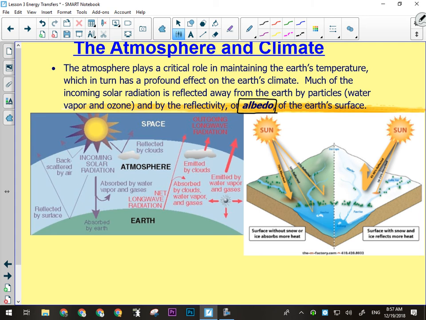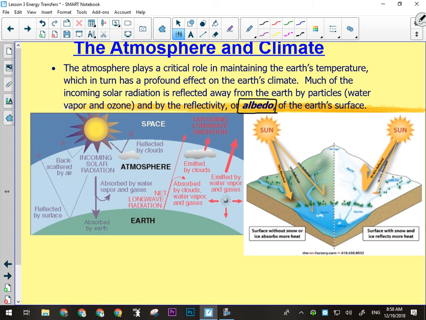If it's covered in snow, the opposite is true. Because snow is what color? Good, everyone said white, not yellow. We're not talking about that kind of snow. White is the most reflective of all colors. It has the highest albedo. White reflects all colors. So when the sun is shining on the snow, 85 to 90% of the incoming radiation gets reflected. Only 10% gets absorbed.